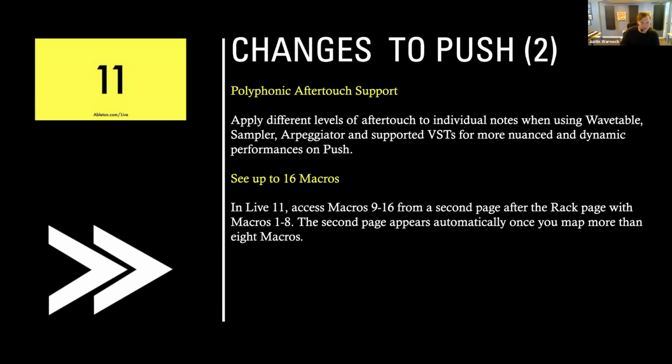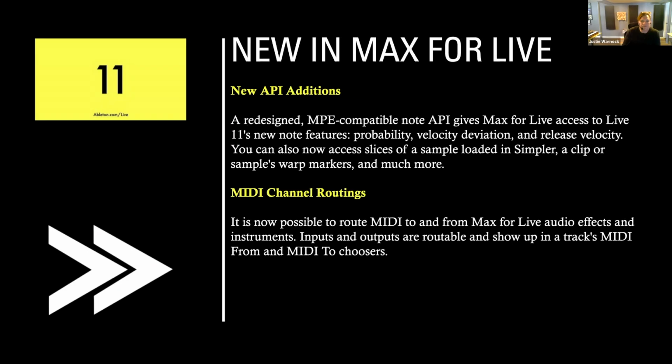And I mentioned earlier, see up to 16 macros in Live 11. Access macros 9 to 16 from a second page after the rack page with macros 1 to 8. The second page appears automatically once you map more than 8 macros. So we're used to working with 8 macros, and if you're using Push, those 8 macros would be on Push's screen. Now you can just turn the pages to do so.